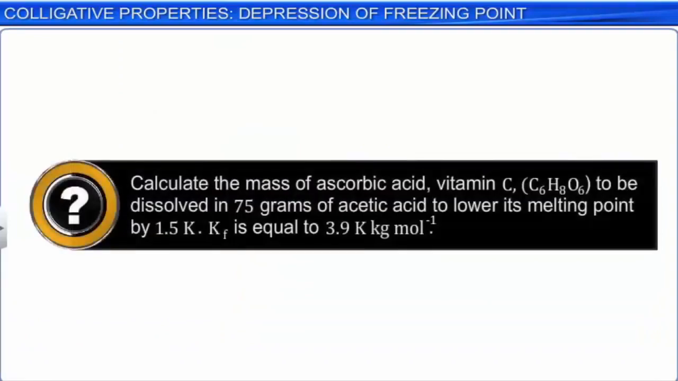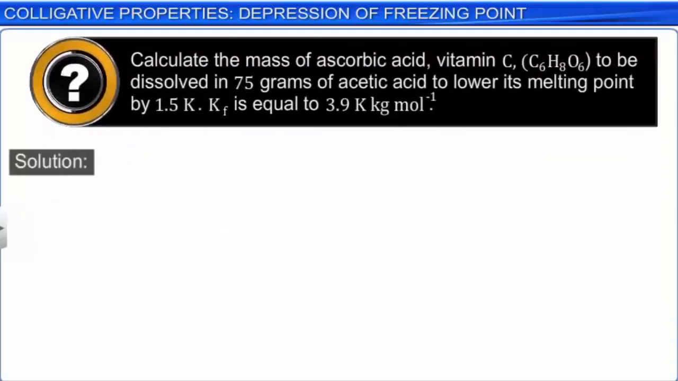Let us now solve a numerical problem based on depression in freezing point. Calculate the mass of ascorbic acid, vitamin C, C6H8O6, to be dissolved in 75 grams of acetic acid to lower its melting point by 1.5 Kelvin. Kf is equal to 3.9 Kelvin kg per mole.